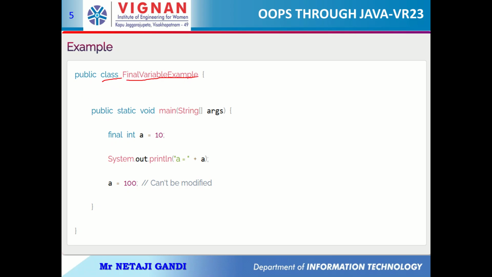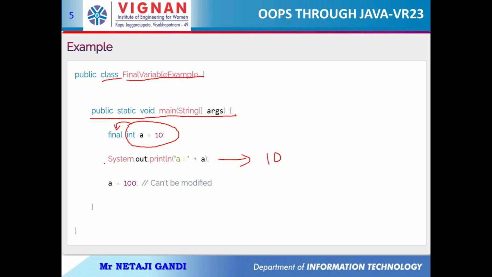Class name is FinalVariableExample here. So here, public static void main, String args. I want to define and initialize one variable, that is int a is equal to 10. Now according to the concept, the final keyword is placed before the data type. So final int a is equal to 10. Now if you print this value, the output is printed as 10, no problem.